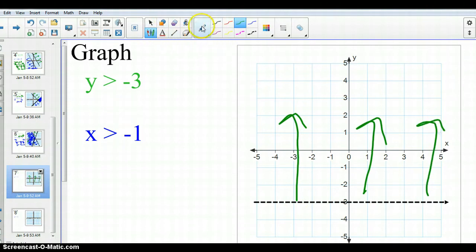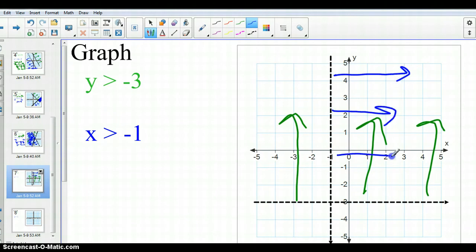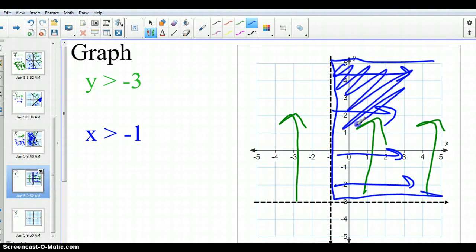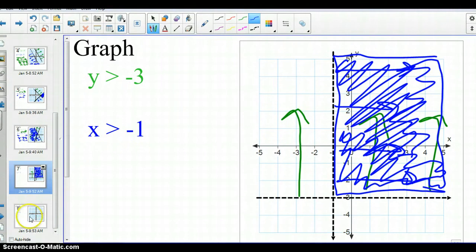X is greater than negative 1. Well, x means that it's going to be a vertical line. That will be a dashed line also. So vertical dashed line at negative 1. Where are the numbers greater than negative 1? To your right. Okay, think about where are those numbers greater than negative 1. Well, 1 is greater than negative 1. So everything over this area would make both of our inequalities true. Okay. So y's are horizontal, x's are vertical.